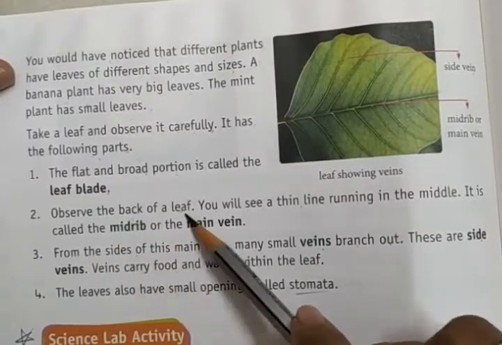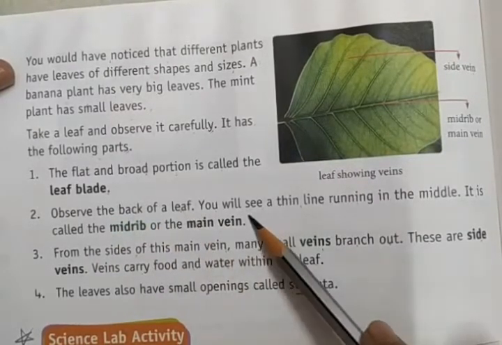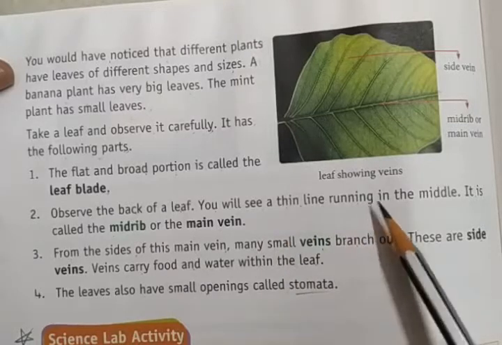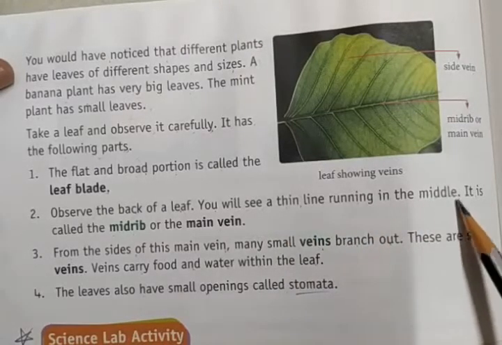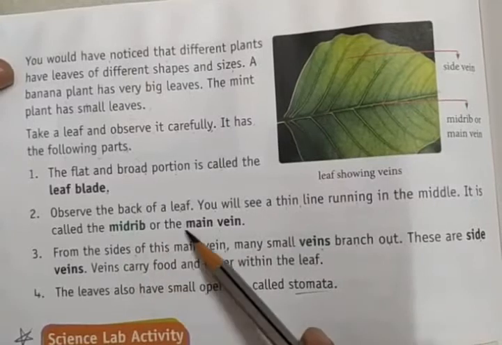Observe the back of a leaf. You will see the thin lines running in the midrib. It is called the midrib or main vein.